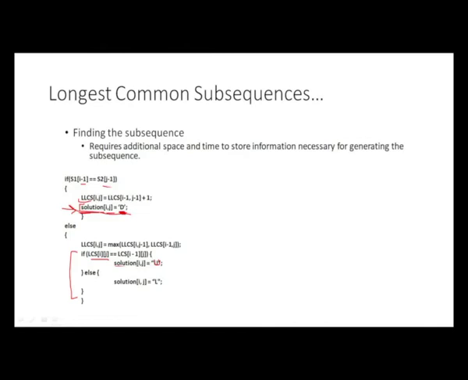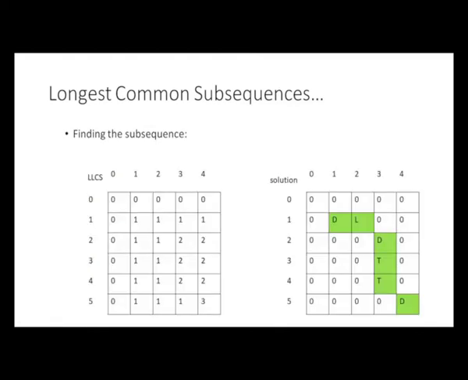And in case it was not i that we needed to decrement to get our solution, in case it was j to be decremented, then we'll store solution of i comma j to be equal to L, meaning left. We considered the left value to generate the value for the current i comma j index. We'll see how it is done.